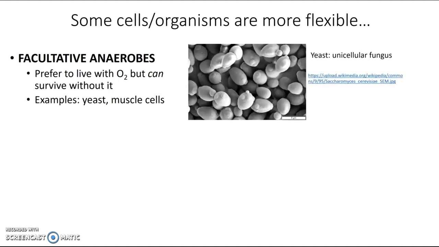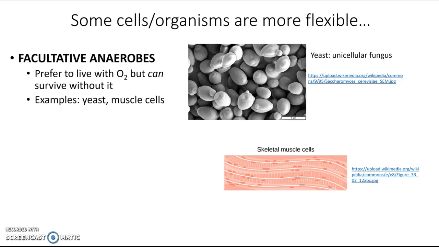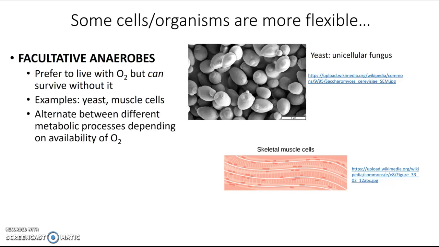So here's an electron microscope image of yeast. Yeast is a protist. It's a unicellular eukaryote. It happens to be a fungus. And here is a little cartoon of some of your muscle cells, and we'll learn more about these in the spring. Now, what these cells and organisms do is they can alternate between different metabolic processes depending on whether oxygen is available or not.